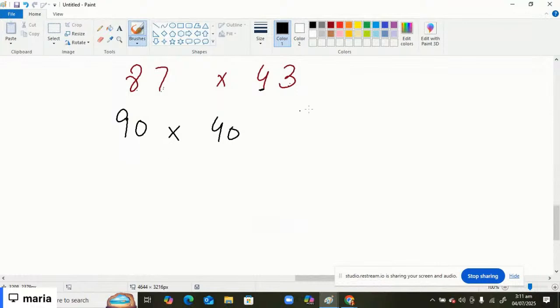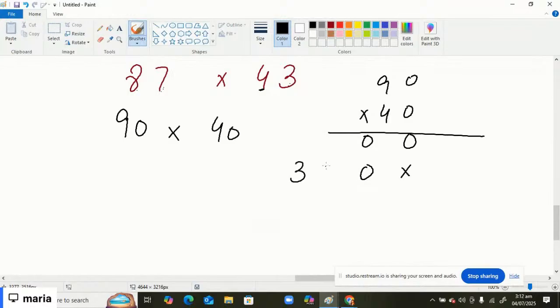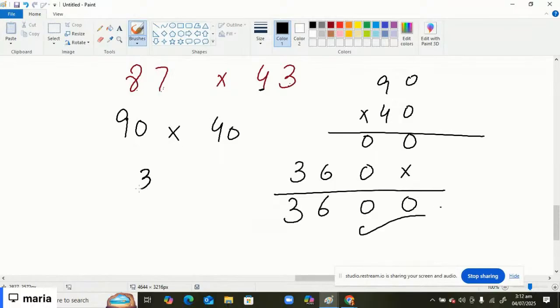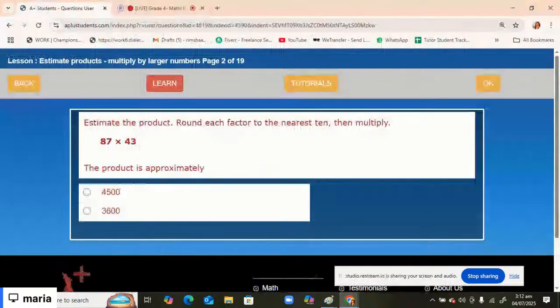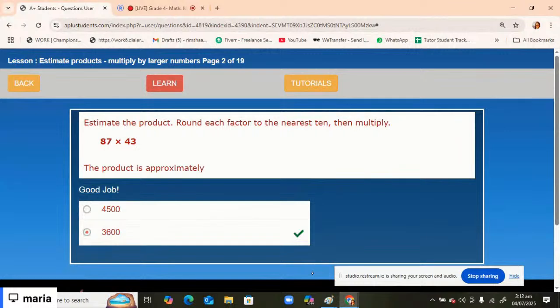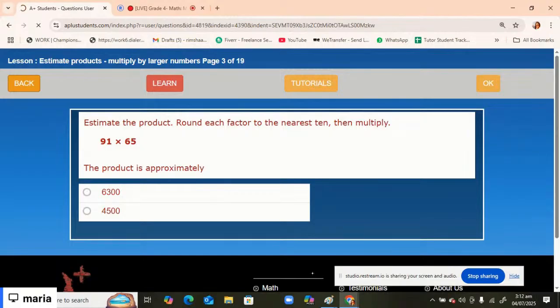Now multiply 90 times 40. So first two digits become 0. Now 4 times 0 is 0, 9 times 4 is 36. Now it's 0, 0, 6 and 3. So the answer should be 3600. And here is your answer. Let's see, is there any option for 3600? And that is the right answer. Hope you guys understand this lesson. Now let's discuss the next.